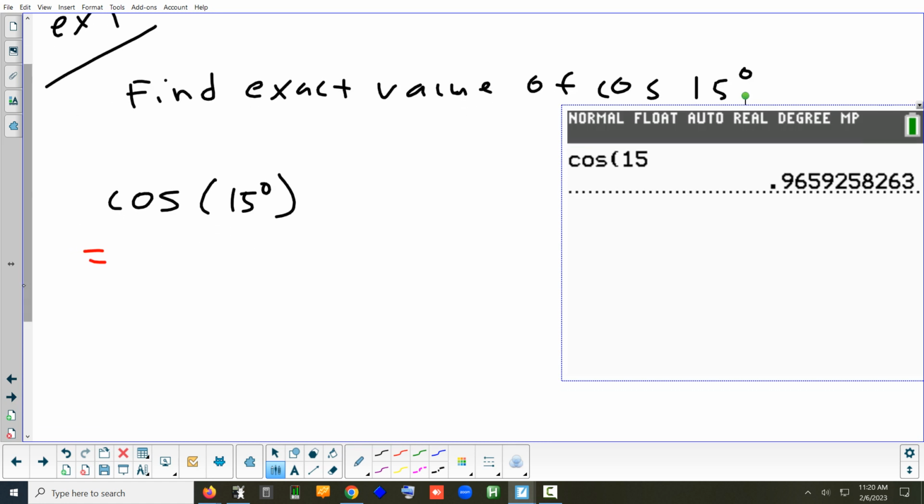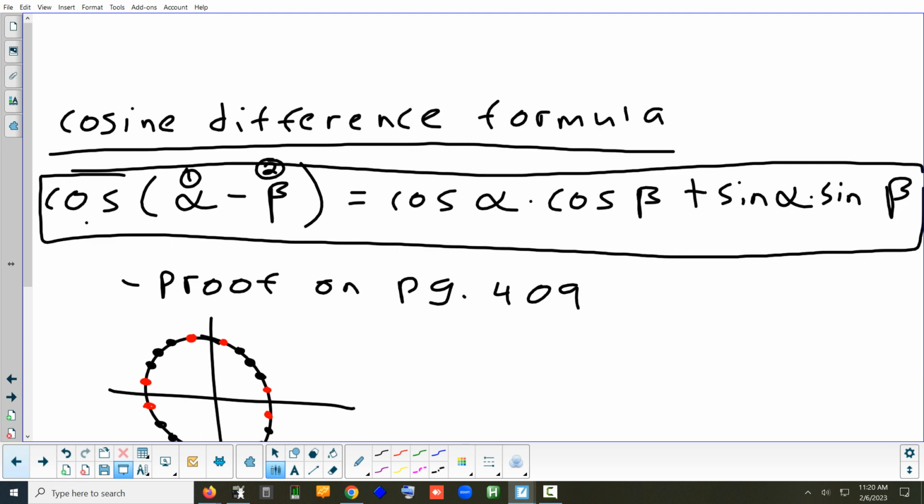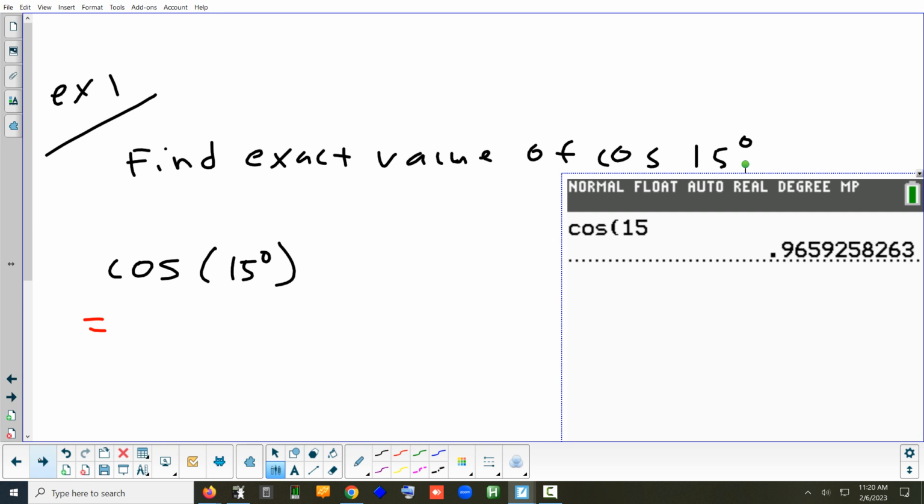So the way to do this with the formula I just showed you is to try to think of two angles that you can subtract, and it comes out to 15. But the two angles that you use have to be multiples of 30 and 45. So you can't do like 20 minus 5. That wouldn't help. But can anybody think of two numbers you can subtract? 60 and 45? Yep, you could do 60 and 45.